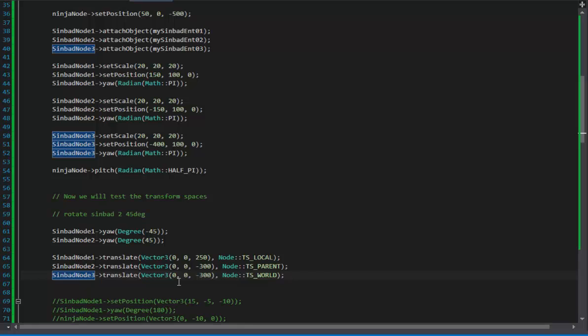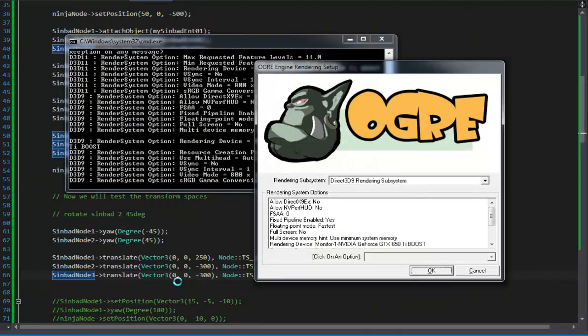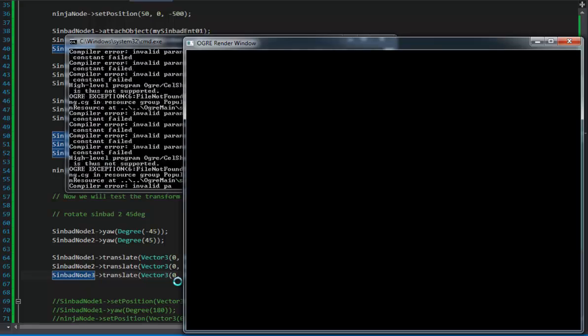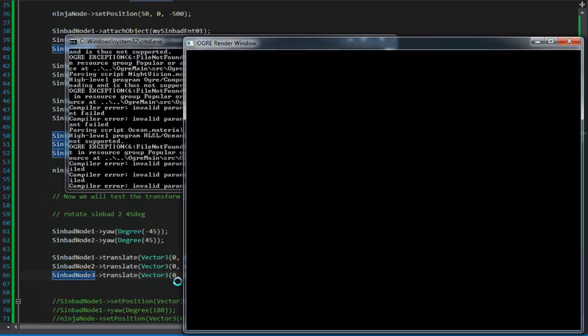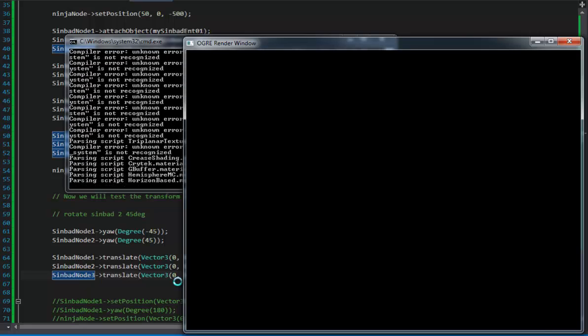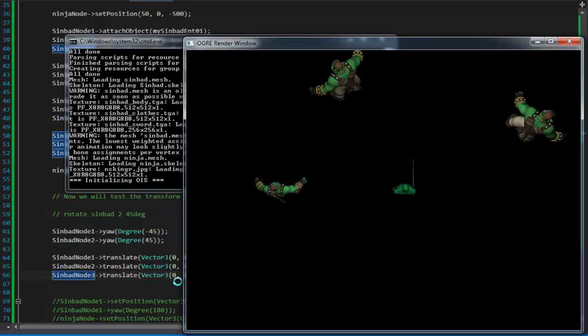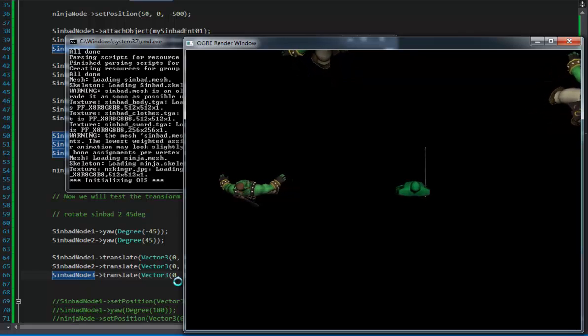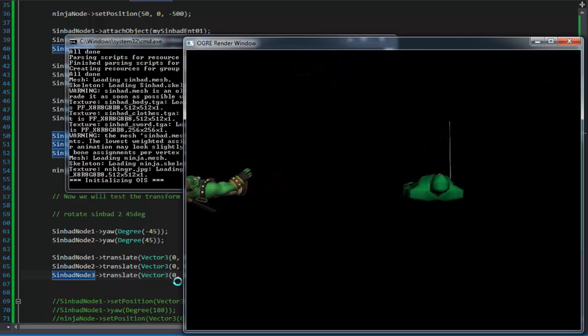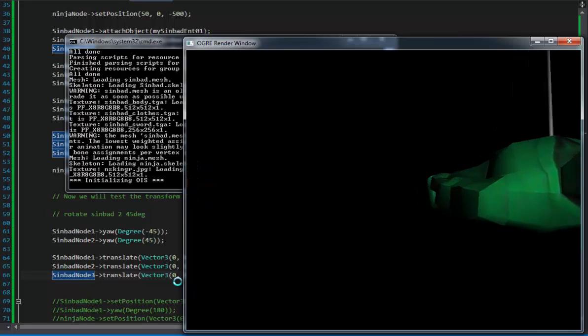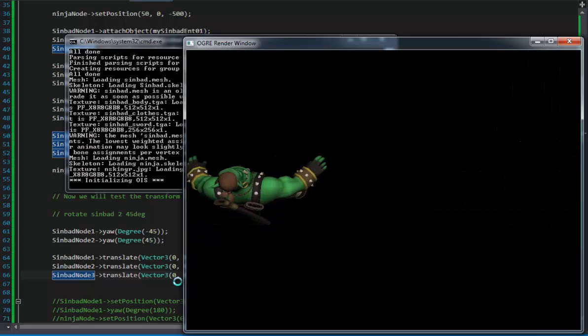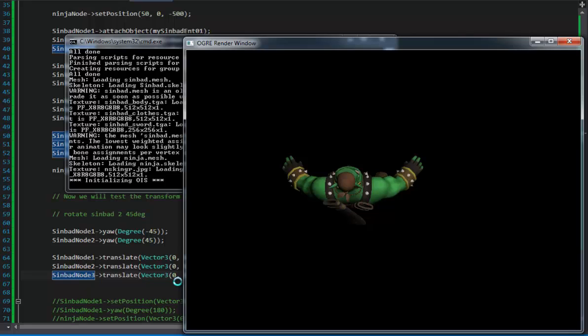So the third Sinbad should look smaller to us because that is actually moving that node away from the camera in the world coordinate system. With 300 units, it would be almost the same location as before because we didn't move it on the X and Y axis. But since we're moving it away from the camera, you see that the Sinbad looks smaller. To show you exactly what I mean, if we get closer, you would see that this one has moved away from the camera, which is the z-axis of the world coordinate system.